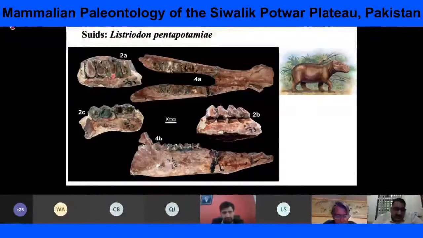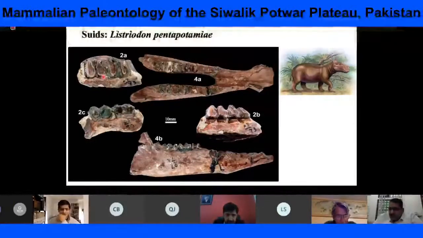All lophodont suids are placed in a single genus. This structure is called lophodont, in which cusps are modified into plates, and in the case of suids, this is found in Listriodon. The genus Listriodon consists of three species and is known from the Middle Miocene of the Siwaliks.